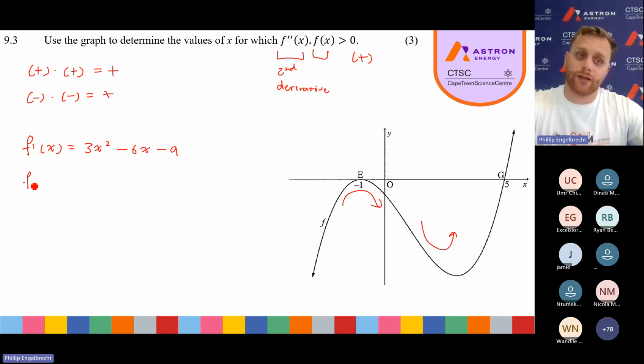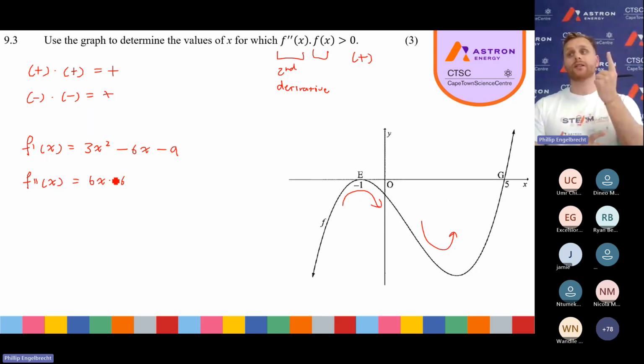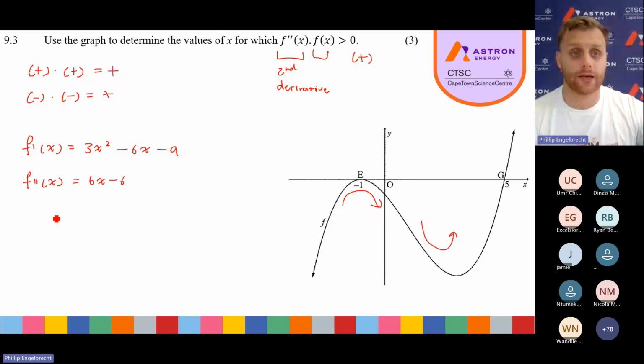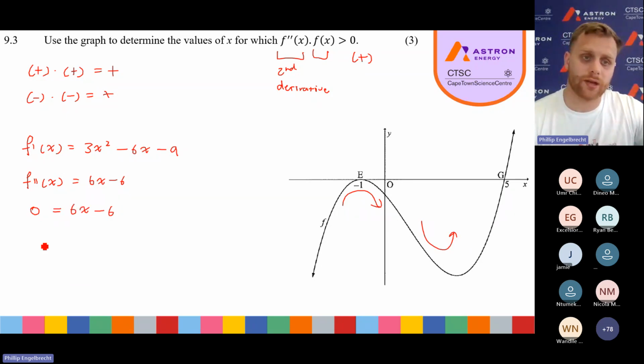So therefore, my second derivative is simply 6x minus 6. And remember, your second derivative is 0 at your inflection point. Okay? So I set this equal to 0, which is equal to 6x minus 6. So 6 is equal to 6x, so therefore, x is 1.